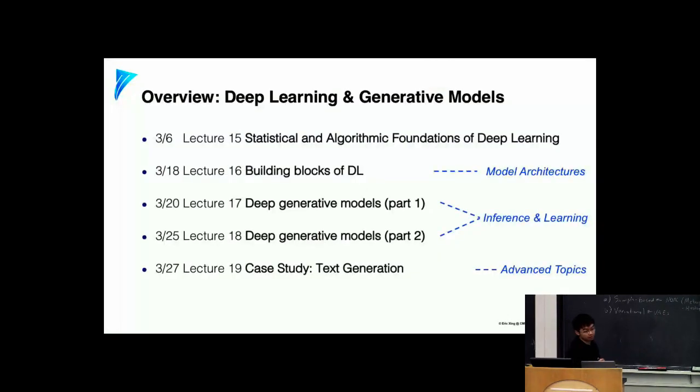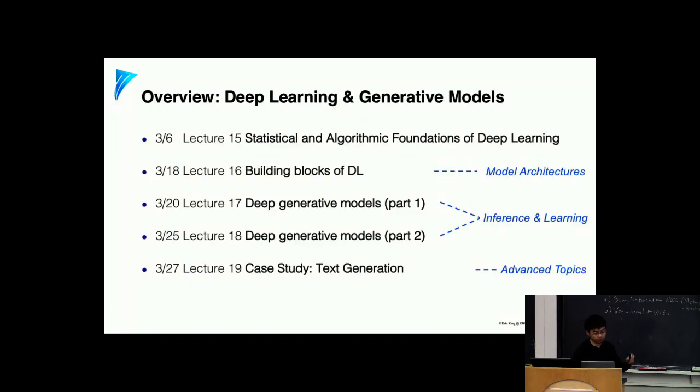First of all, let's take a look at where we are now in the series of lectures. We have seen the foundations of deep learning, right? And we have seen the building blocks of deep learning that compose different model architectures, like attention, like a transformer. And in the last lecture, Eric introduced some deep generative models, like GANs, like a variational autoencoder, and the unified view between these different models.